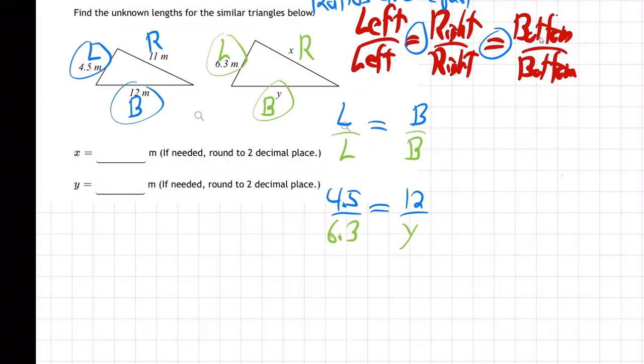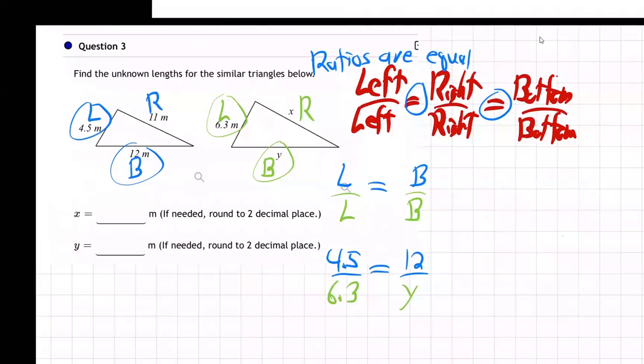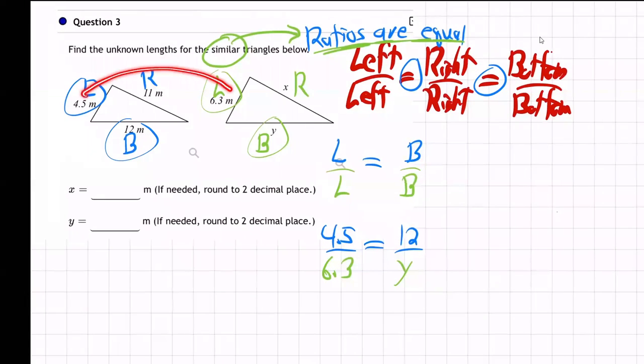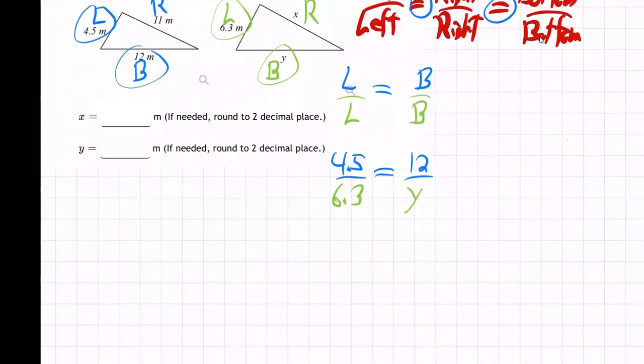Let me pause for just a minute. Am I going too fast? You see what I just did there? I went left over left is bottom over bottom, because that's what it means when you have similar triangles. I should say for similar triangles, the ratios are equal. So you can take the left of one triangle over the left of another, and that's going to equal the bottom over the bottom. So I did left over left equals bottom over bottom. And that's going to allow me now to solve.